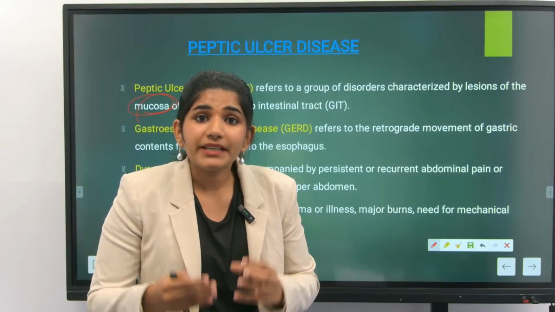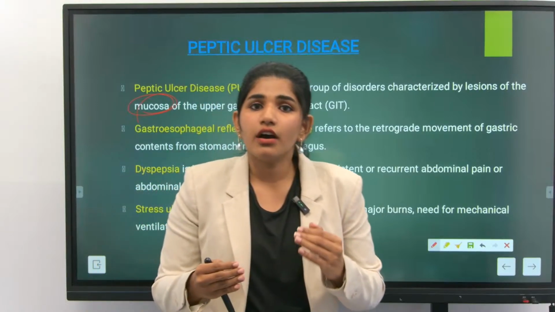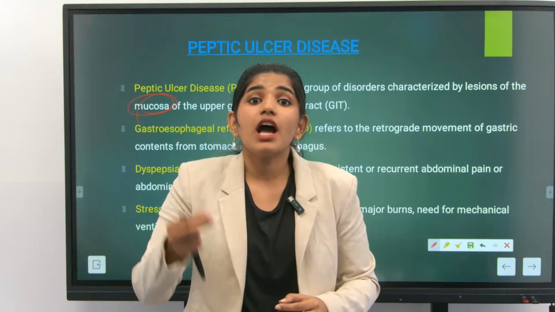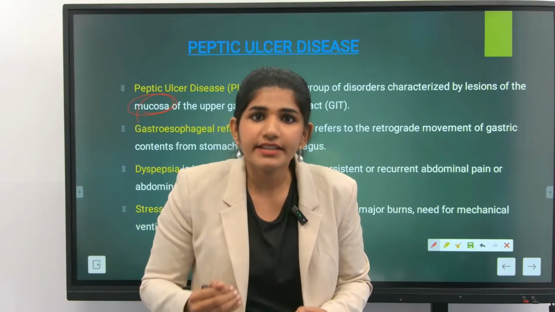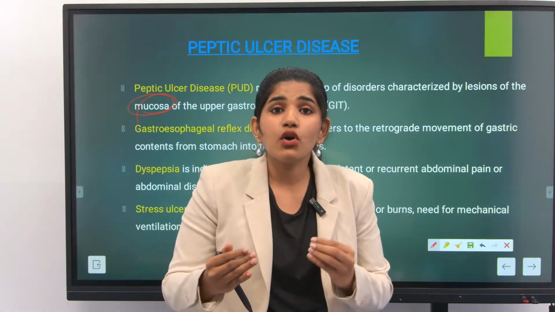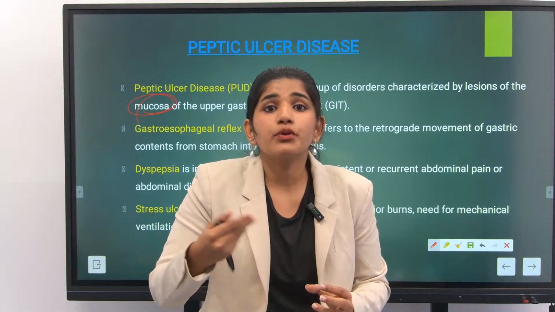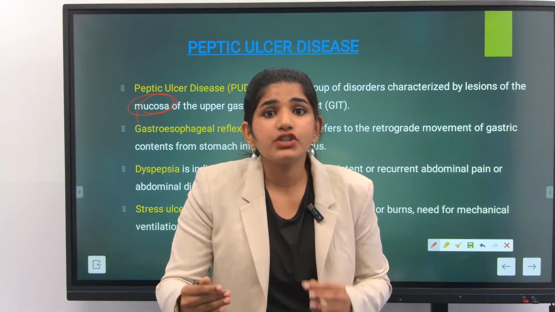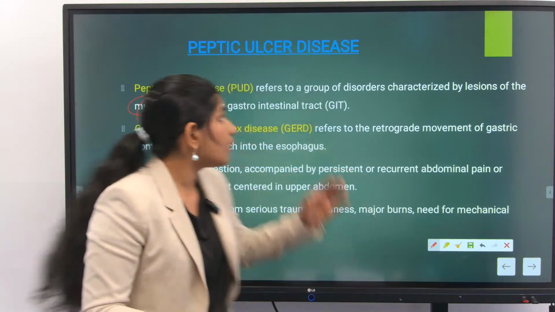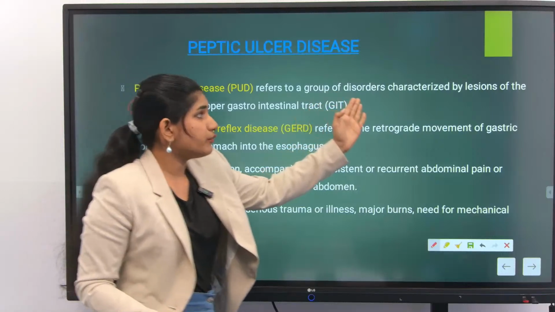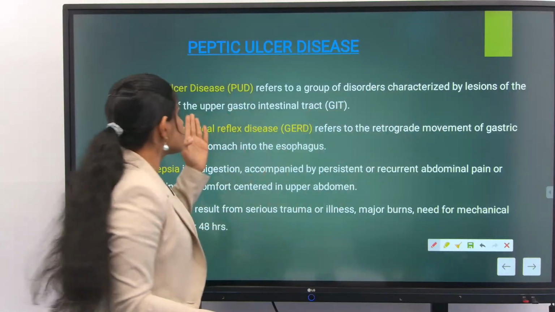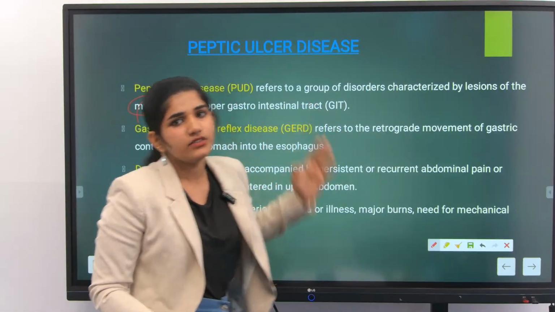In peptic ulcer, there is an excess of gastric acid secretion and our mucosal layer cannot defend against it. That means our mucosal layer cannot act to protect, and that leads to the peptic ulcer. So what is peptic ulcer? It is a group of disorders characterized by lesions of the upper gastrointestinal tract.